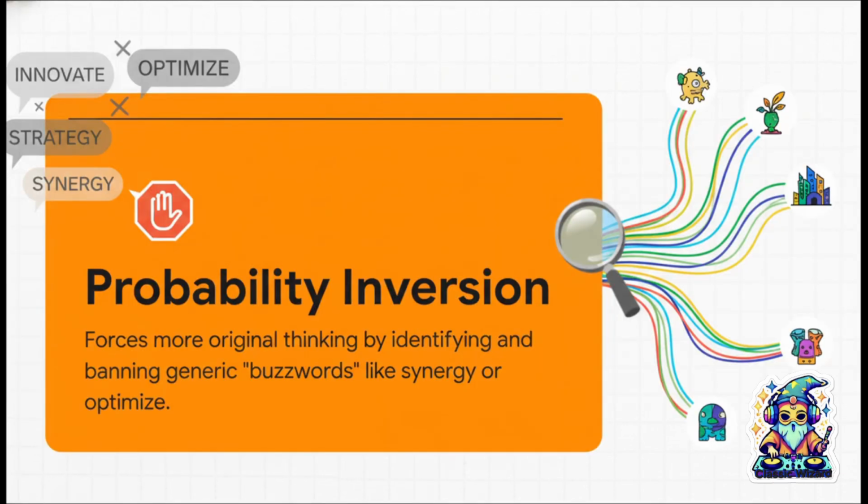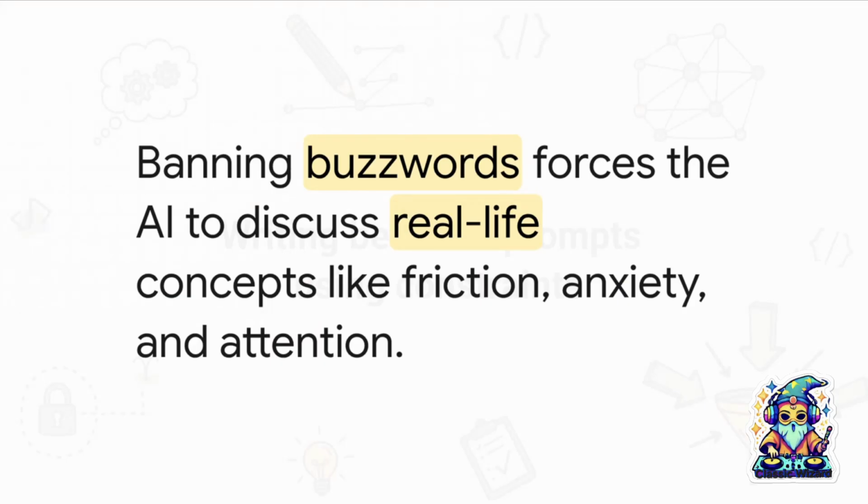Next, probability inversion. This is how you force the AI to stop sounding like a bland corporate memo. You identify all those tired, generic buzzwords, and you ban them. By removing its crutches, you force the AI to find new, more creative, and more insightful ways to say things. So when you ban empty words like synergy or optimize, the AI is forced to talk about what's actually happening. Instead of optimizing synergy, it has to talk about reducing friction between two teams or managing the anxiety of a deadline. You get advice grounded in reality, not just jargon.